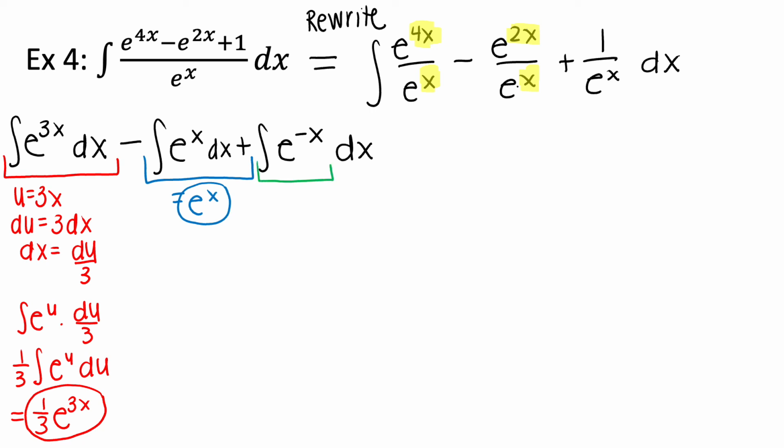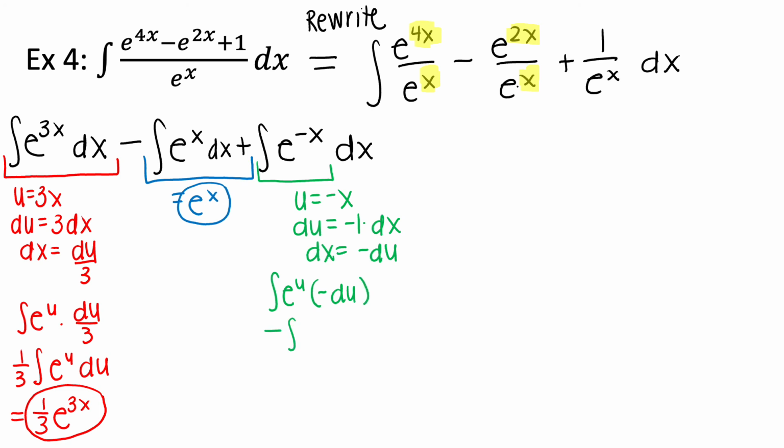And then my final piece, e to the negative x, again, I'm going to need to use a u, so let's let u equal negative x. That makes du equal -1 times dx, so dx equals negative du. Integrating e to the u times negative du means I'm really integrating negative, bring our negative out, e to the u du, which simplifies to be negative e to the negative x.